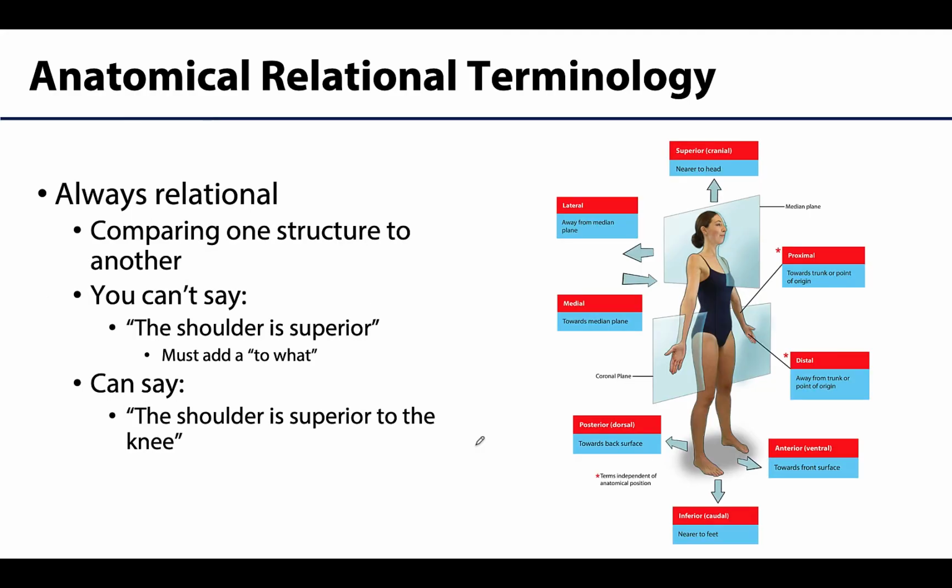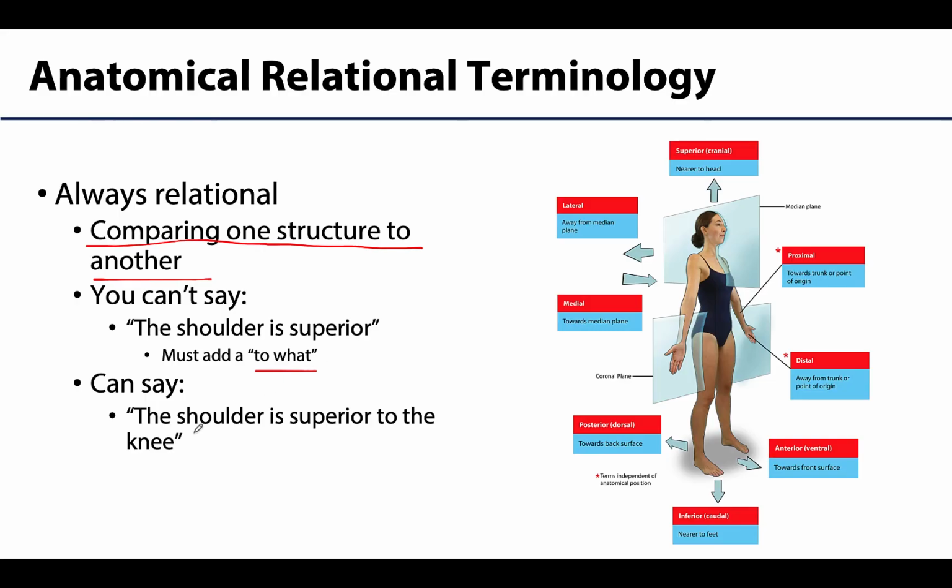Now on to the actual relational terminology, and as its name would suggest, these terms are relational in nature, as in we are comparing one structure to another. All right, so this is key. So in other words, you can't just simply say the shoulder is superior. Okay, that's great, but superior to what? And it wouldn't be superior in all comparisons. So you must always have a to what in terms of these descriptions.